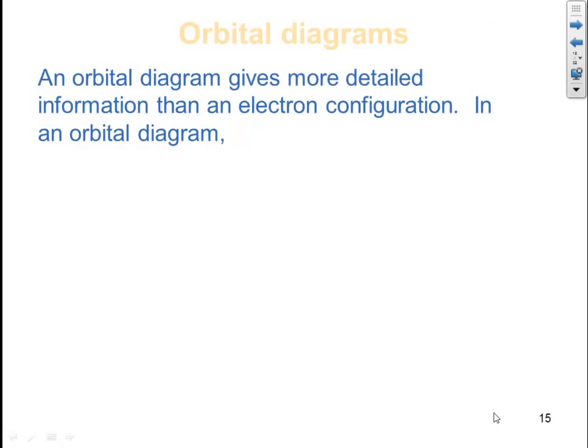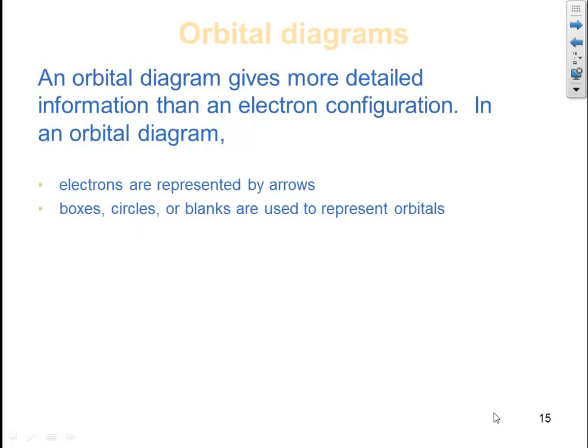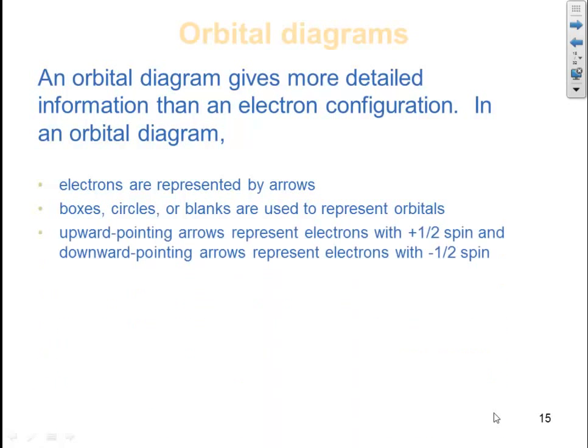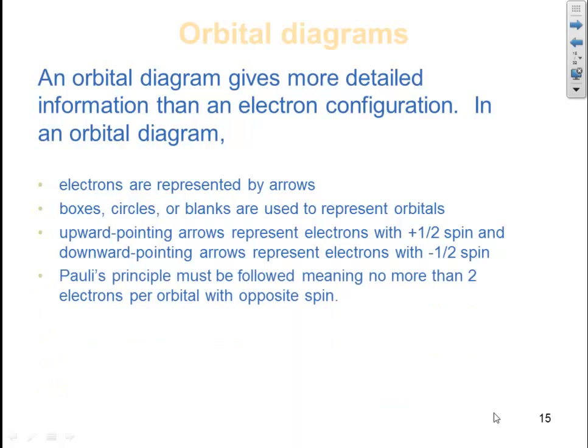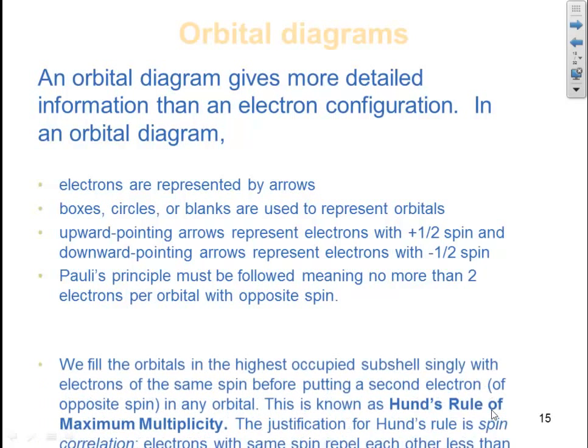An orbital diagram gives more detailed information than electron configuration. In an orbital diagram, electrons are represented by arrows. Boxes, circles, or blanks are used to represent orbitals. Upward pointing arrows represent electrons with +1/2 spin, and downward pointing arrows represent electrons with -1/2 spin. Pauli's principle must be followed, meaning no more than 2 electrons per orbital with opposite spin.